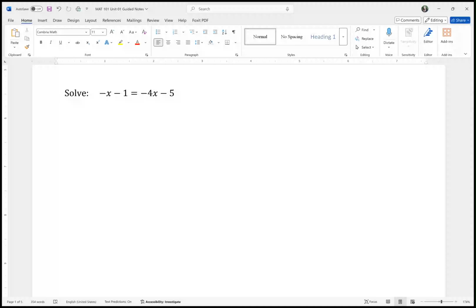We're going to solve this linear equation with variables on both sides. We're going to start by dividing this equation in half along the equal sign. And now we're going to have to look at this a little differently because we have variables on both sides. So our first step is going to be to gather these variables together.